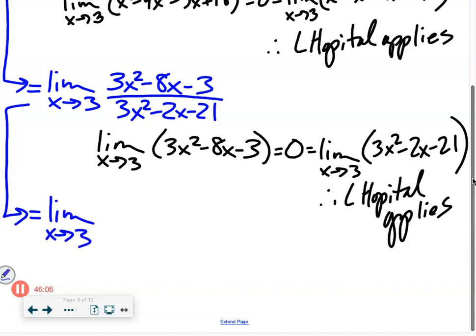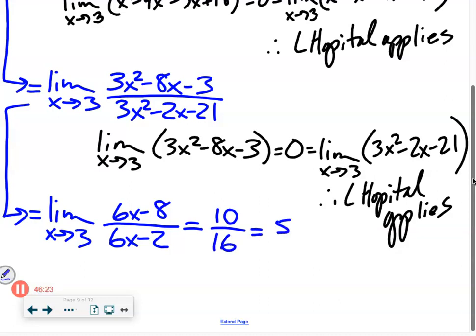All right, what's the derivative of the top? Everyone just yell it out. Good. What's the derivative of the bottom? All right, so I plug a 3 in on top. I get 18 minus 8, which is 10. I plug a 3 in on the bottom. I get 18 minus 2, which is 16. And my limit is 5/8.